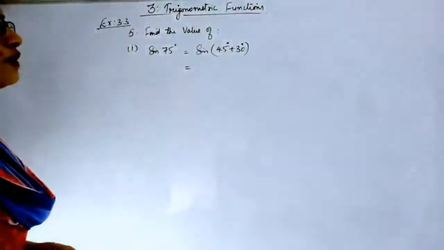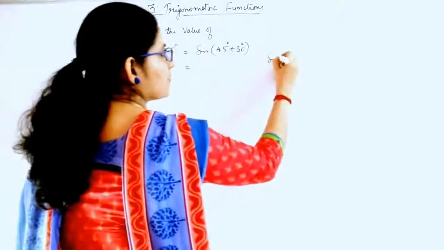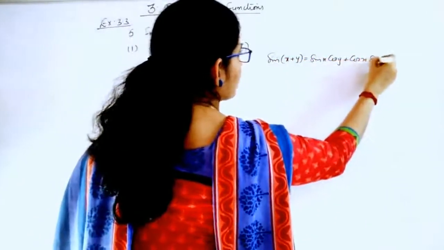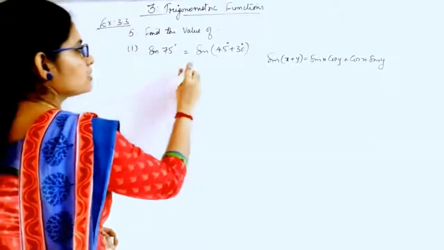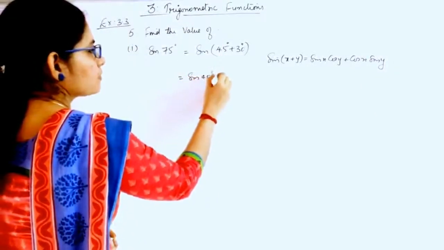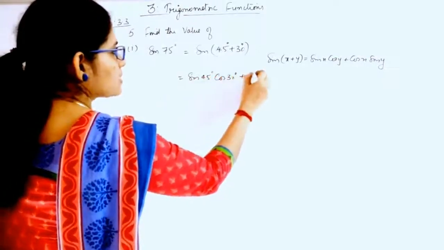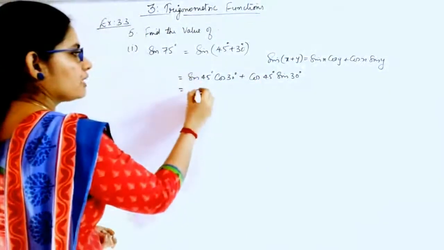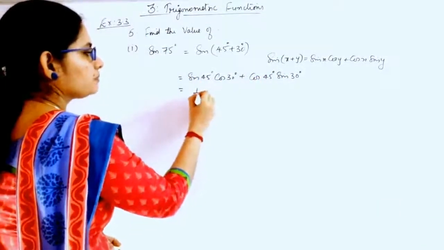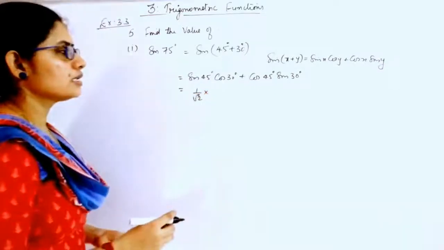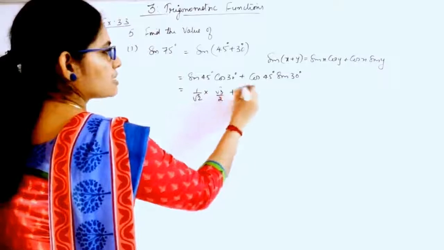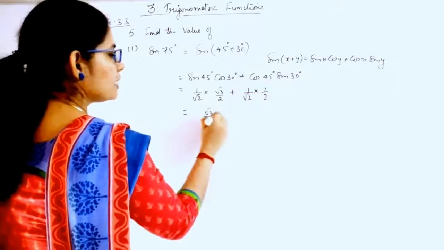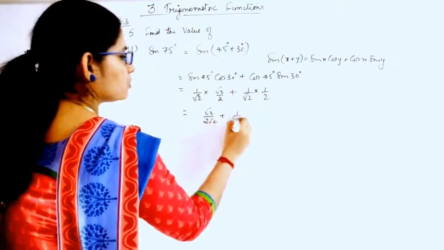Now you can use the expansion of sine of x plus y. Now what is sine of x plus y? Sine of x plus y is sine x cos y plus cos x sine y. So this can be applied here so that you will get this to be sine 45 into cos 30 degree plus cos 45 degree into sine 30 degree. What is sine 45? 1 by root 2. What is cos 30 degree? Cos 30 degree is root 3 by 2, plus cos 45 is again 1 by root 2 into sine 30 is 1 by 2. So that you will get root 3 by 2 root 2 plus 1 by 2 root 2. So the denominator is same.